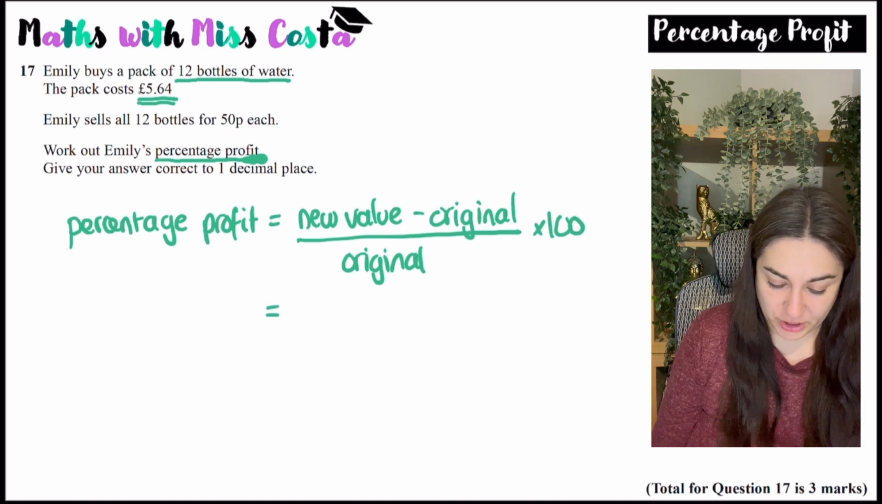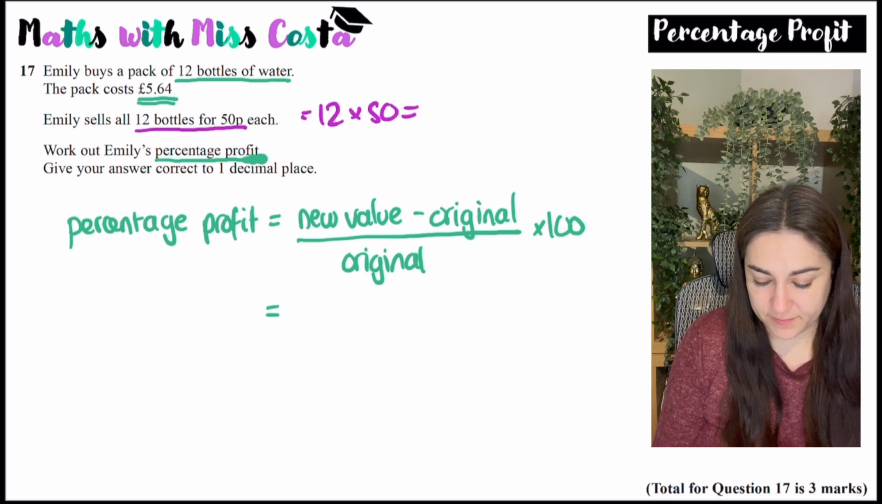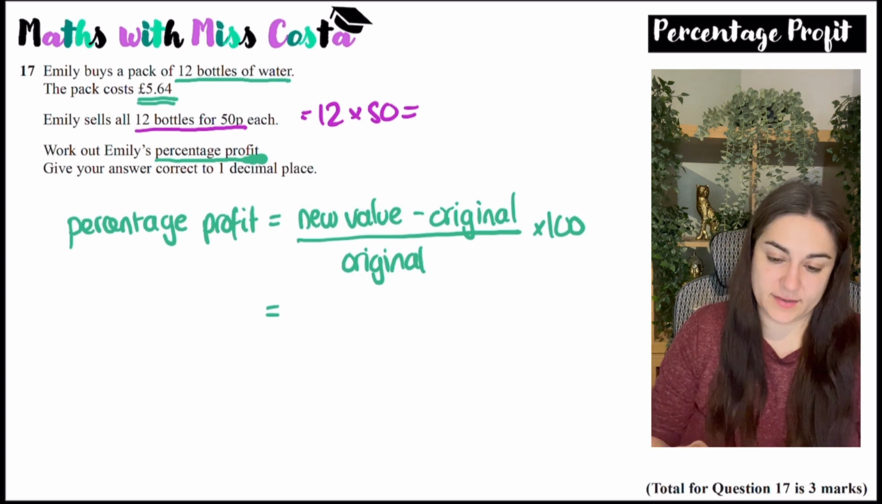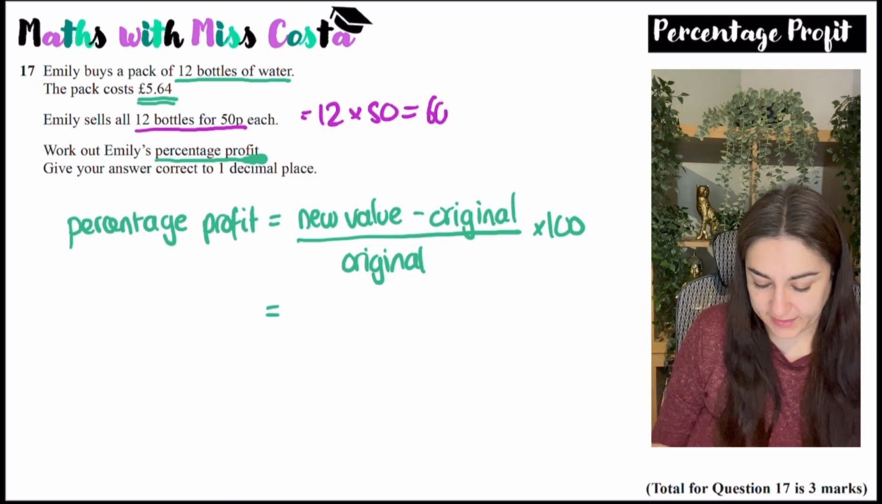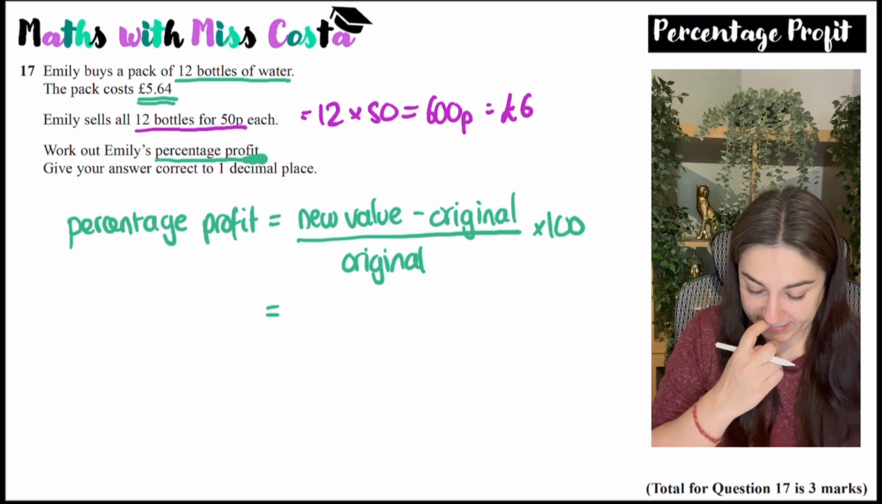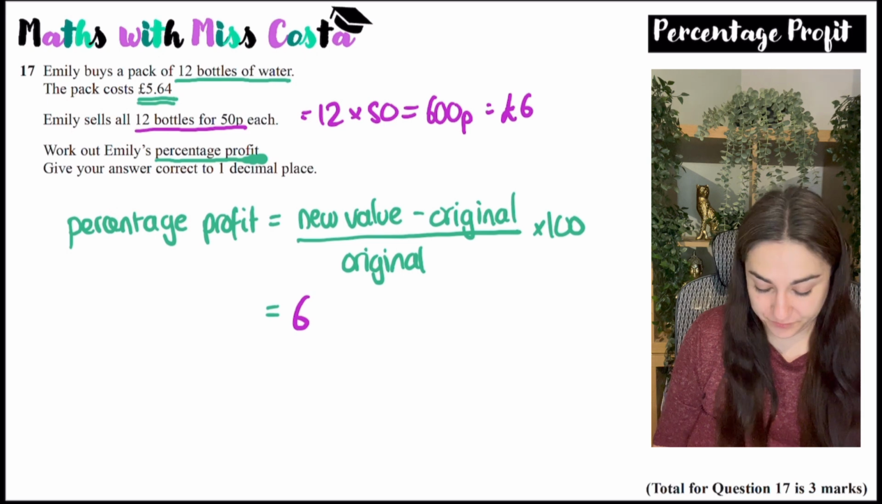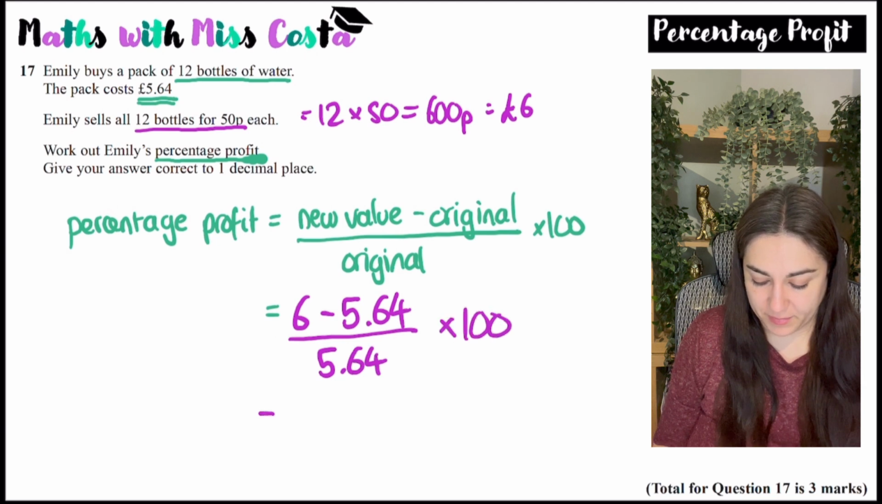So my new value: she has sold all 12 bottles for 50p each. So 12 times 50 is 600p, which is £6. So her percentage profit is going to be the new value, which is £6, take away the original, which is £5.64, divided by the original value, and then I times it by 100.